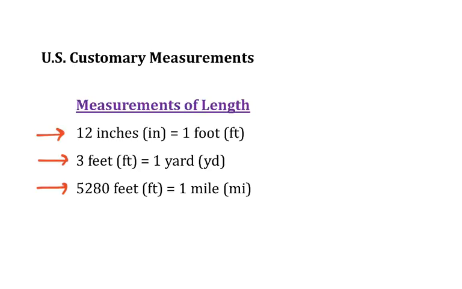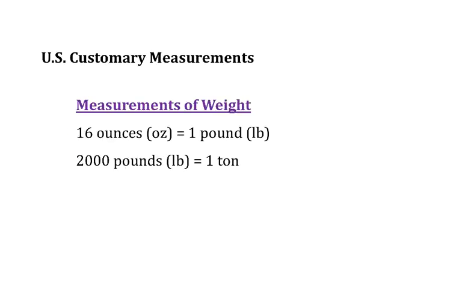We'll do some examples of converting between these units shortly, but let's go ahead and talk about measurements now for weight. Common measurements of weight include ounces, pounds, and tons. Here we have 2 important conversion factors, which are that there are 16 ounces in 1 pound, and there are 2,000 pounds in 1 ton.